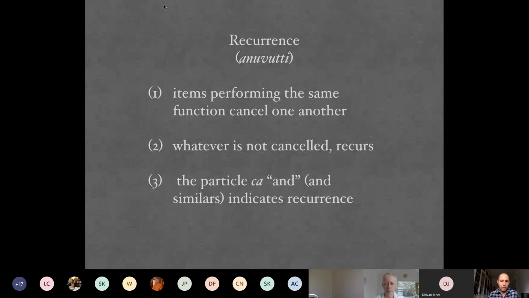Anuvartate, it applies again. And third, the particle cha, which means and, and similar particles indicate recurrence. So the particle cha means and. Sometimes the recurrence happens automatically. Sometimes authors will use the particle cha simply to prevent any misunderstanding.